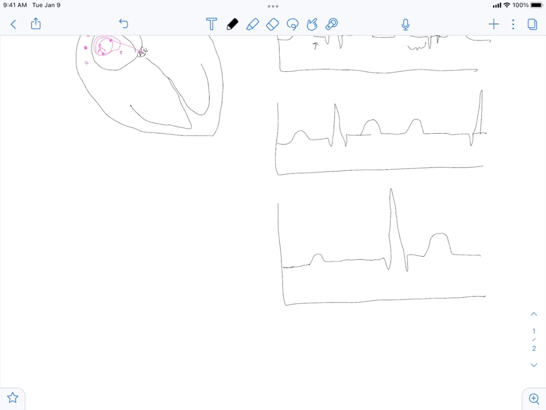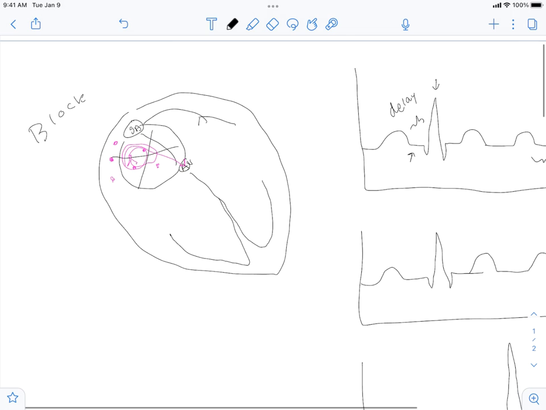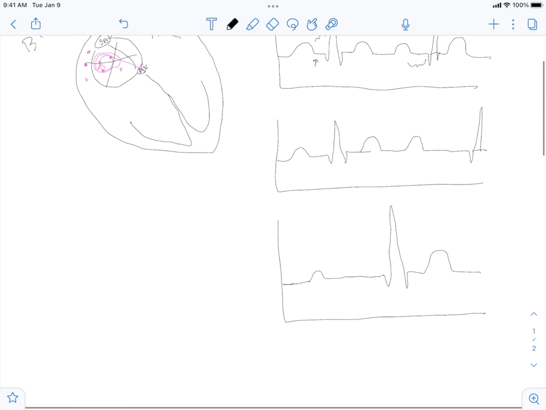And the reason this happens is there's absolutely no communication. So if we go back up here, there's no communication at all between the SA node and the AV node. They're not talking. And so consequently, the reason we get a QRS wave at all is because this is when the AV node decides on its own to fire. And so we are essentially putting the AV node in charge of ventricle depolarization and taking the SA node completely out of the picture.